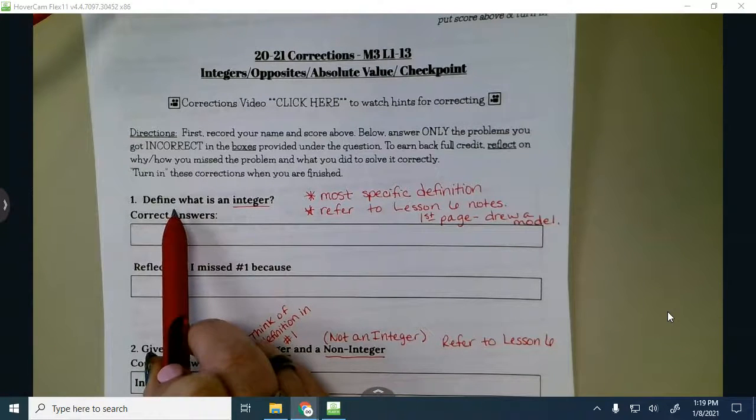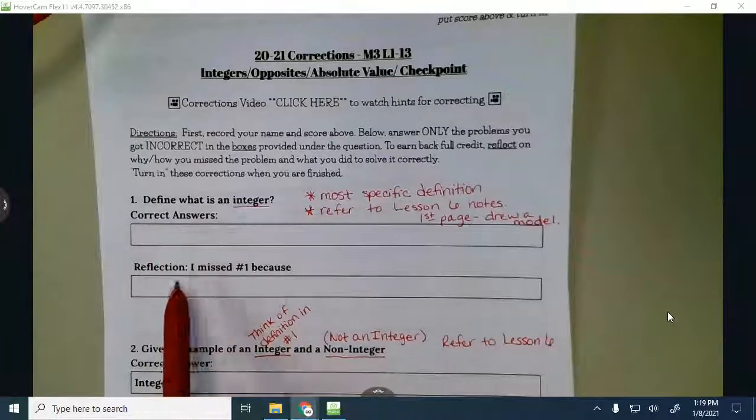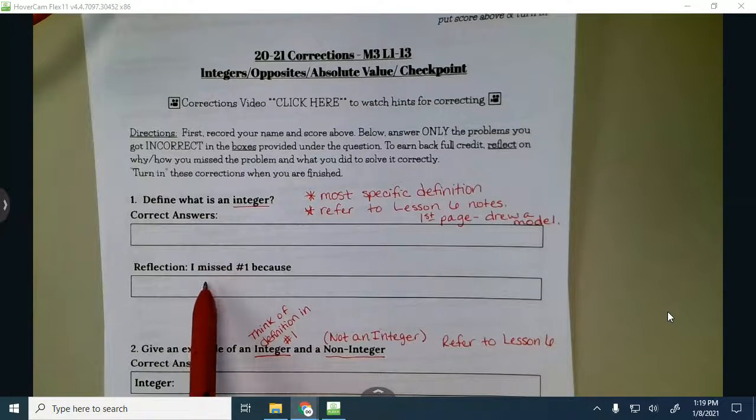Again, to get full credit, you have to put in a correct answer and reflect. Reflection should not be I guessed or I don't know. You should try to reflect on what do you think you did the first time? Were you thinking of a different definition? Were you thinking of a different operation of how to solve it? So give us an insight of why you might have missed it.